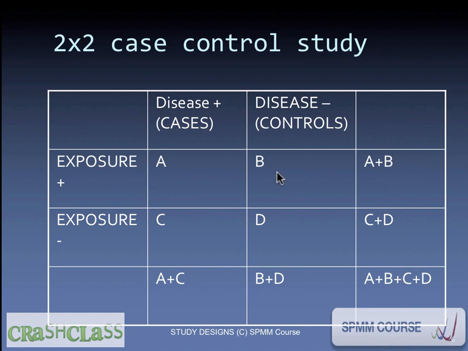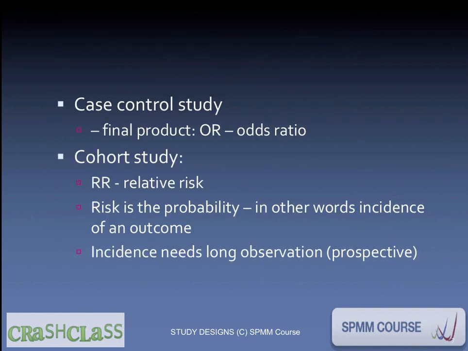Always add a third column. Even though you call this a 2x2 table, please have a third column and a third row where you put the total values. Okay, so this is a 2x2 table for a case control study. In a 2x2 table for a case control study, the final product you get is called the odds ratio. So we draw a 2x2 table for a case control study in order to extract the odds ratio, OR.